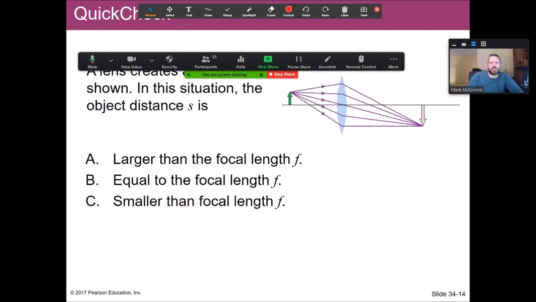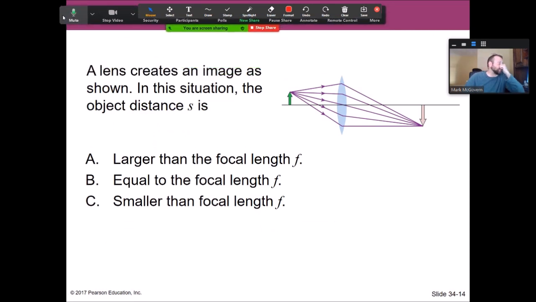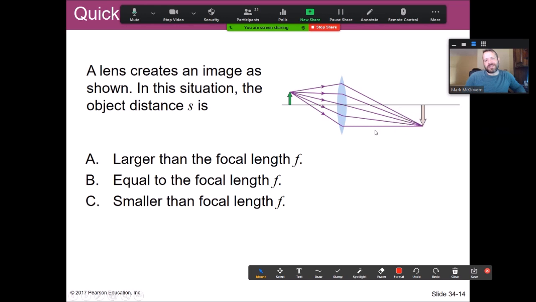Questions. Let's go over these questions here. All right, so I got several questions. There aren't too many questions today, but I got a couple. So we have a lens creates an image as shown, as you could see here. We got an object and we have an image formed, and as you can see here, it looks a little bit bigger. So what do you think's going on here? What would cause this? Based on what I just told you, you know. But the answer is A.